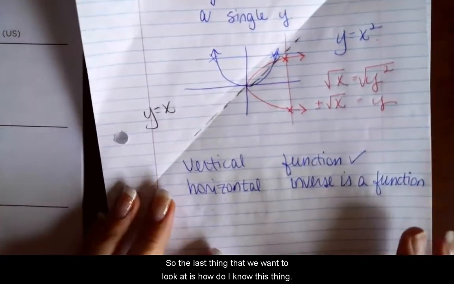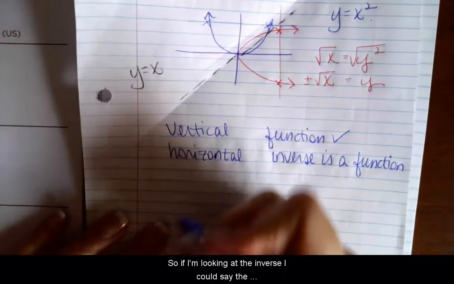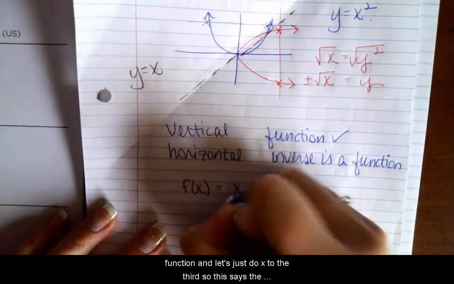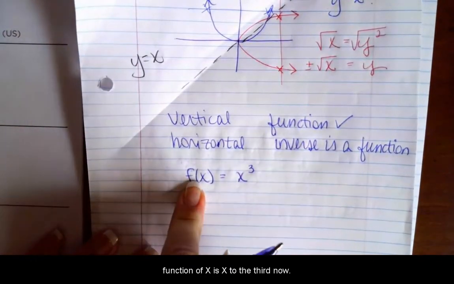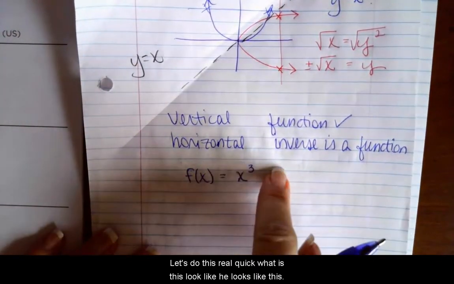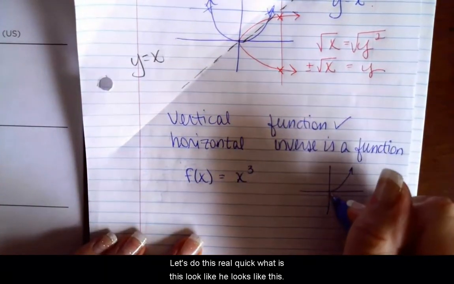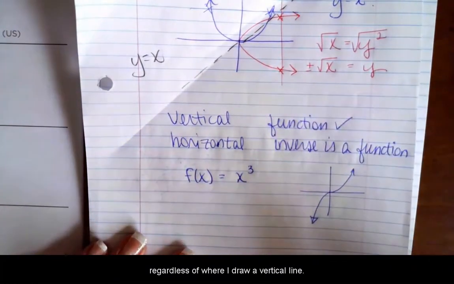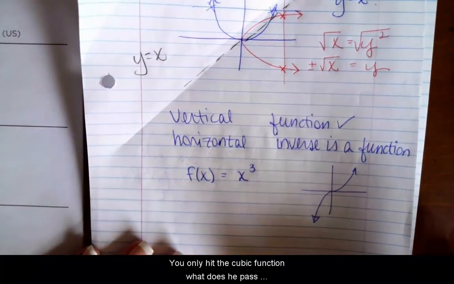So the last thing that we want to look at is how do I note this thing? So if I'm looking at the inverse, I could say the function, and let's just do x to the third. So this says the function of x is x to the third. Now let's do this real quick. What does this look like? He looks like this. Does he pass the vertical line test? Yes, he does, because regardless of where I draw a vertical line, he'll only hit the cubic function once.